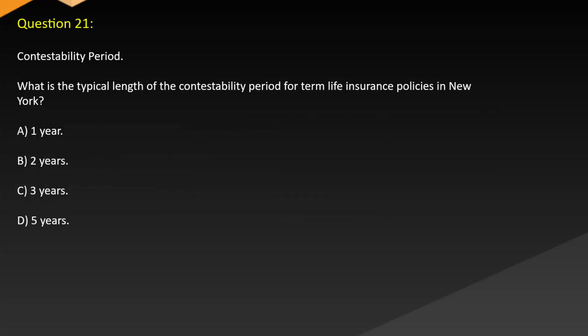Question 21. Contestability period. What is the typical length of the contestability period for term life insurance policies in New York? A. 1 year. B. 2 years. C. 3 years. D. 5 years.